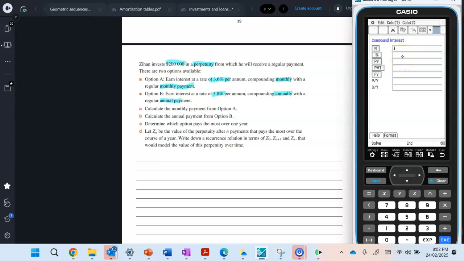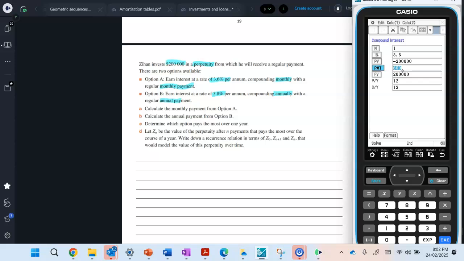All right, so for option A, it's 3.6%. We're doing a perpetuity, so it's money going out of our pocket. All right, so negative 200,000. Future value is going to be positive that. Compounding periods, etc. It's 12 and 12. So it's going to receive $600 per month, which is pretty good. All right, $600 for option A.